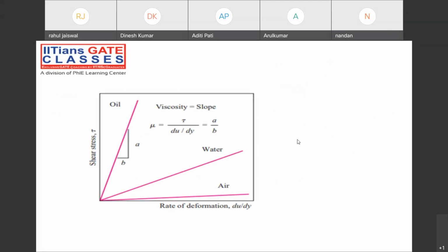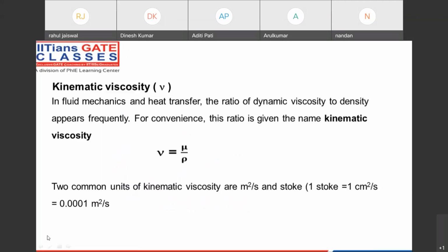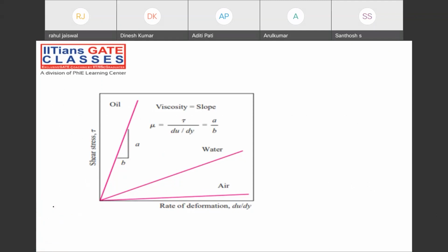So just note on this particular graph also. This is a graph between the shear stress as well as the rate of deformation. Through this graph, what you are observing is the shear stress versus du by dy. I said that the rate of deformation is directly proportional to the shear stress, right? Of course, it is directly proportional, not a parabolic relation. Whatever the directly proportional relation is there, that is also shown to you.